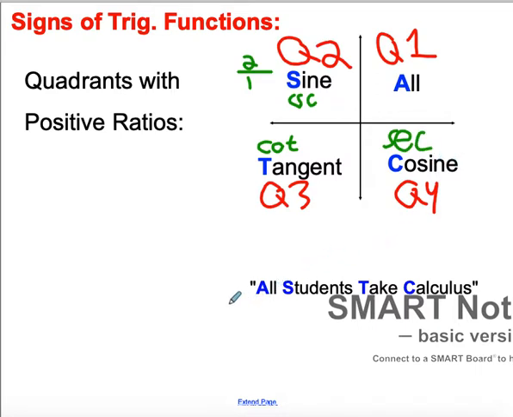And so the acronym we use to remember this is all students take calculus. All, A, all of them are positive in quadrant 1. And then students starts with an S, so does sine. So sine is going to be positive in quadrant 2. And then take, tangent, starts with T as well. Tangent will be positive in quadrant 3, and then calculus C cosine. So in quadrant 4, cosine will be positive. Okay, and so I would pause this and get this written down.